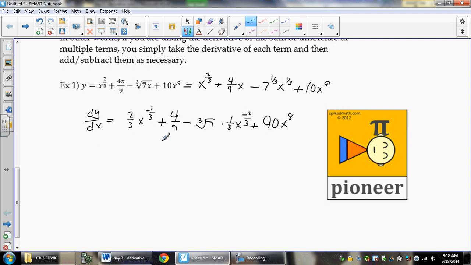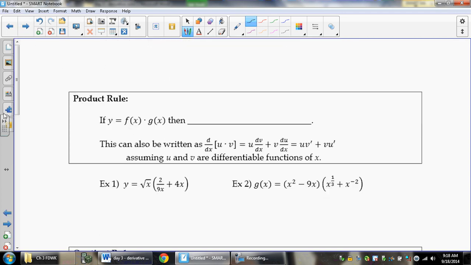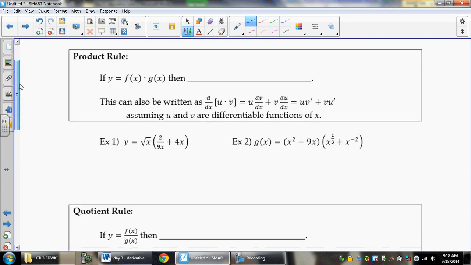Do you have to change this? Nope. Leave it like that. Walk away. I don't care. Negative exponents? Fine. Fractional exponents? Fine. Don't touch it. Just leave it like that and walk away. Moving on to the back.